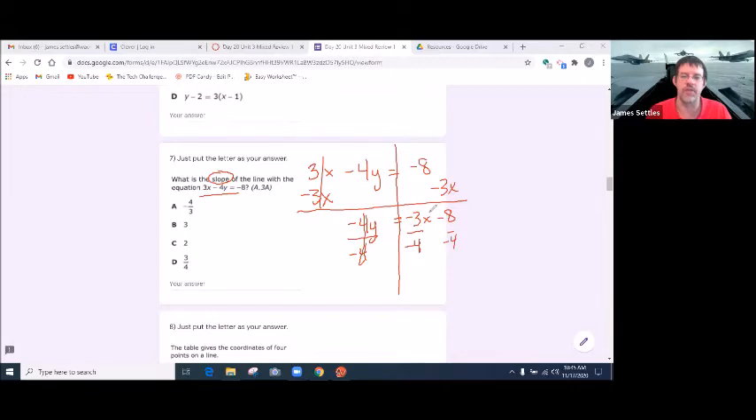And because we're looking for slope, we are only looking in front of x. So 3 has to be on top. 4 has to be on the bottom. Okay, so if I put this in the calculator, it'll reduce it to 3 over 4. So the answer would be D.